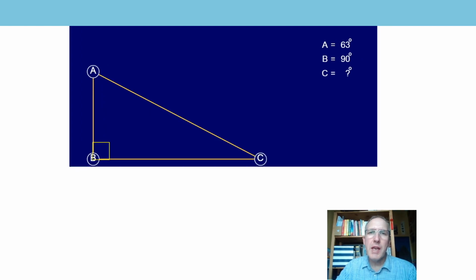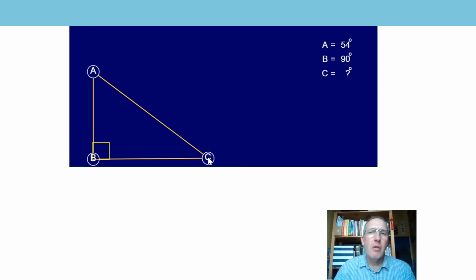Watch as the angles change again. Can you work out the size of angle C now? What have you got? 35 degrees? Well done. When we work with angles, it's really useful to be able to know the number bonds to 90.